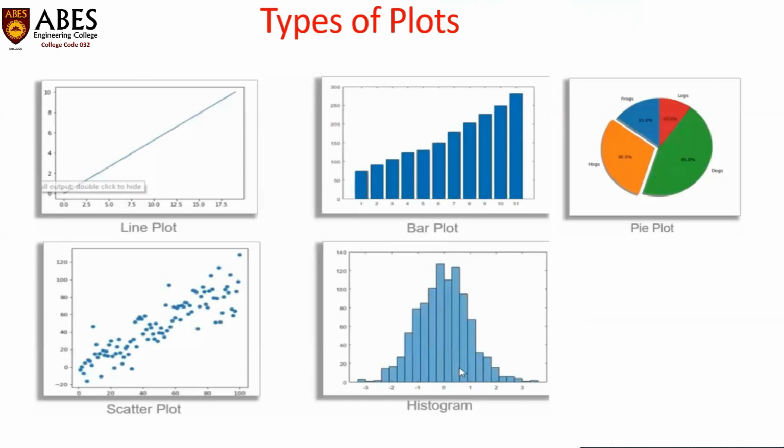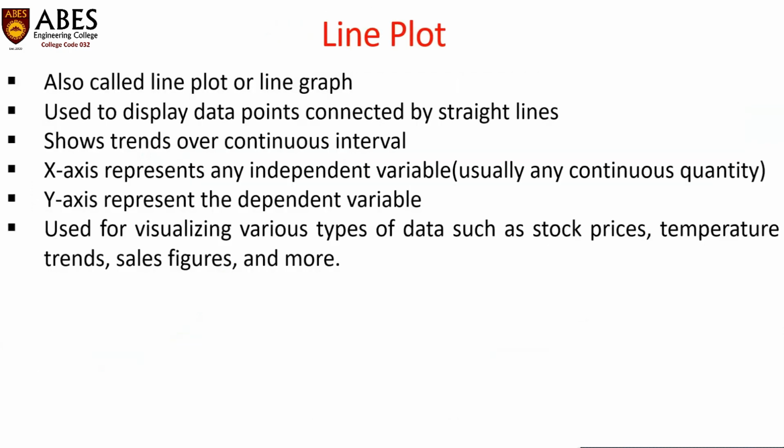Okay, so we can have different types of plots. We'll be talking about these 5 plots in the discussion. First is line plot, then I'll be talking about bar plot, then pie plot, scatter plot, and histograms. We can have many other plots like quiver plot, violin plot, a box plot. There are numerous types of plots being provided by the Matplotlib library. But in today's discussion, we'll be talking about these 5 plots.